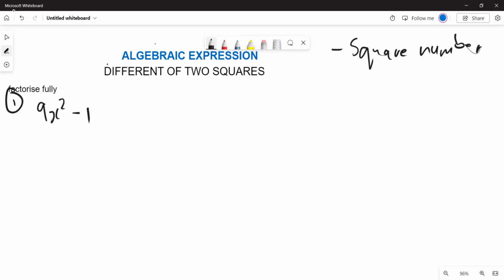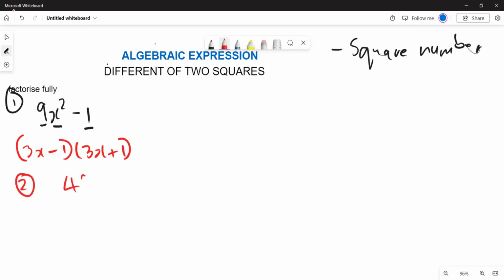In this case, you have 9, you have x squared, you have 1, and all of these are square numbers. So what is the square root of 9? It is 3. So this is going to be 3x subtract 1, and the other one is going to be 3x plus 1. And then you have solved your difference of two squares, right?